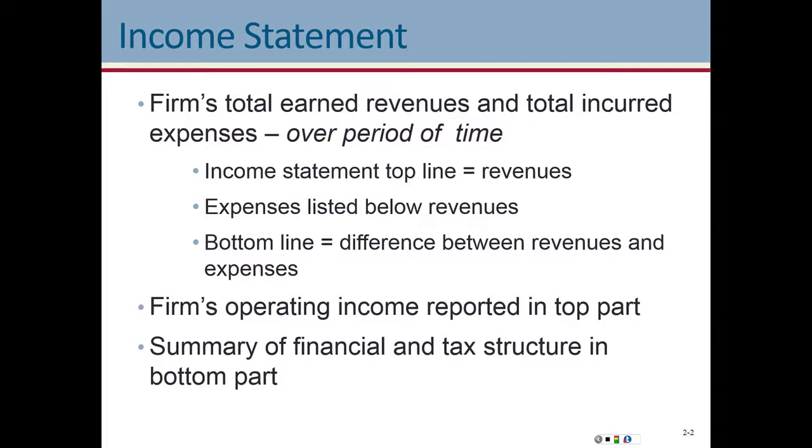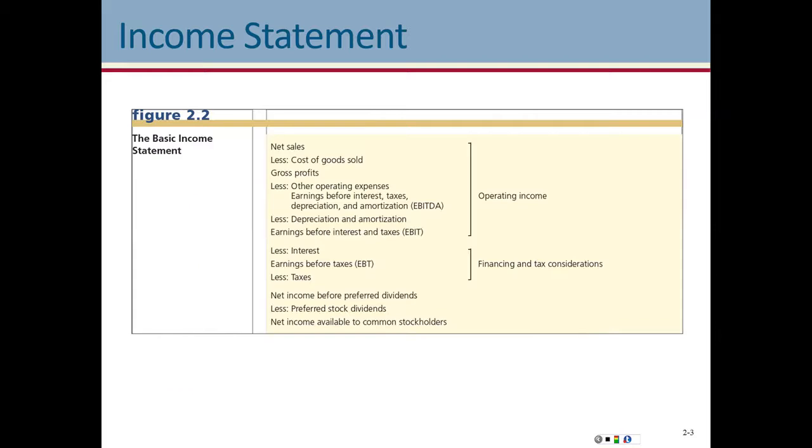So the top line is called the revenues. Everything listed below the revenues are the expenses. Bottom line, probably you've heard of that concept before. The bottom line is basically the difference between revenues and expenses. The operating income is in the top part, and a summary of financial and tax structure is in the bottom part, right? In a nutshell, this is how an income statement looks.